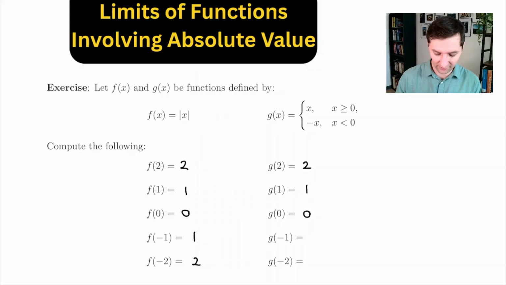Things change at negative 1. Negative 1 is a negative input, so I'm using the bottom formula. When I plug in negative 1 to this expression, I get negative of negative 1, which gives me 1. When I plug in negative 2 to this expression, the same thing happens. Negative of negative 2 gives me 2.